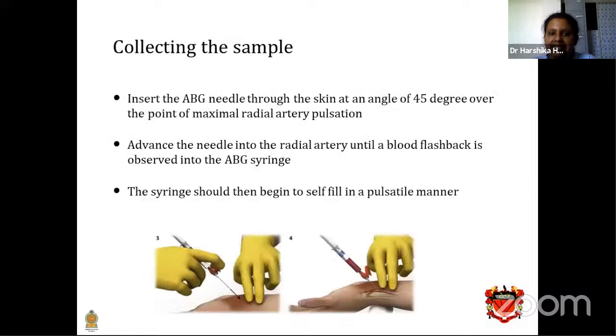So you have to insert the ABG needle through the skin at an angle of 45 degrees over the point where you feel the maximal radial artery pulsation. And then advance the needle gently into the artery until you see a flashback of blood. So if you are in the correct place, you will see that the syringe will begin to fill itself, because it's an artery, automatically fill with the arterial pressure and the pulsation.